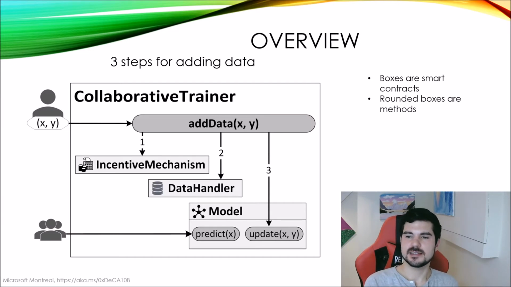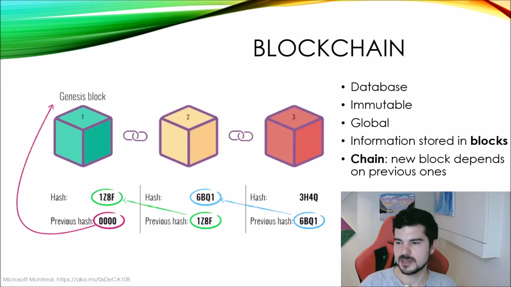So adding data consists of 3 steps. The data with features X and label Y is submitted to an incentive mechanism, which would validate, say, that the deposit is enough when this data is given. If it's valid, we submit the data to a data handler to store it in the smart contract, and then we actually update the model. And this is all done within smart contracts. So then the model is able to be used for free, and people can call prediction on it.